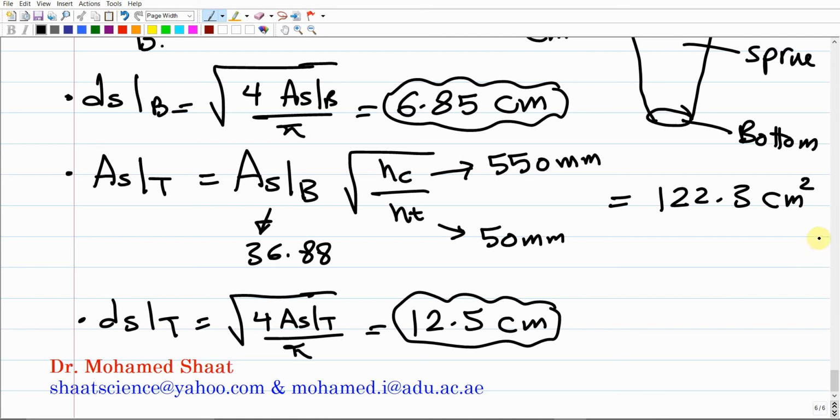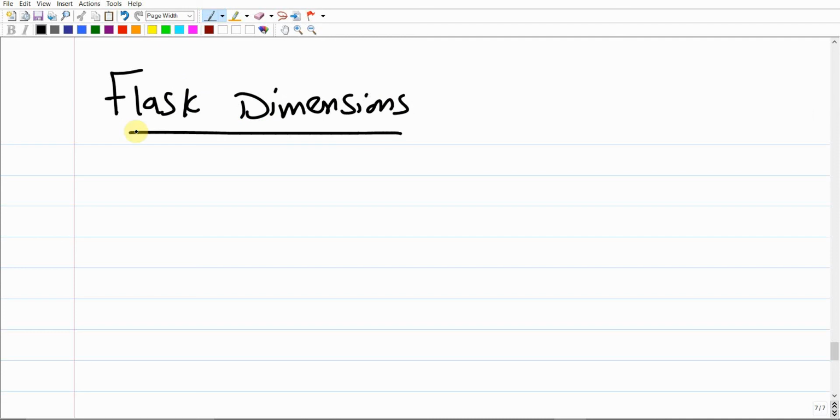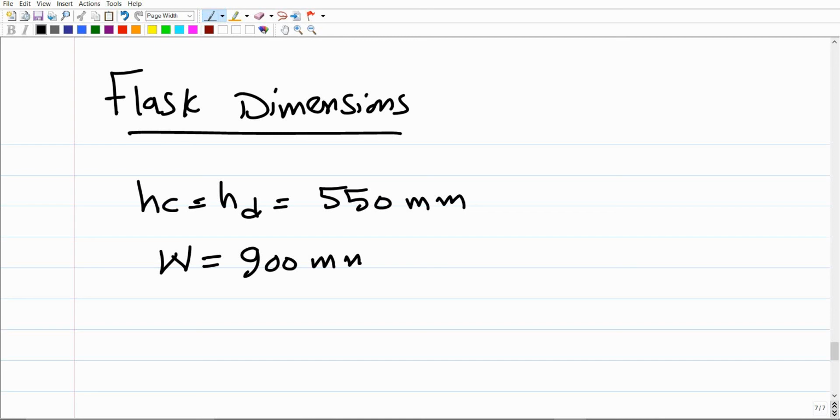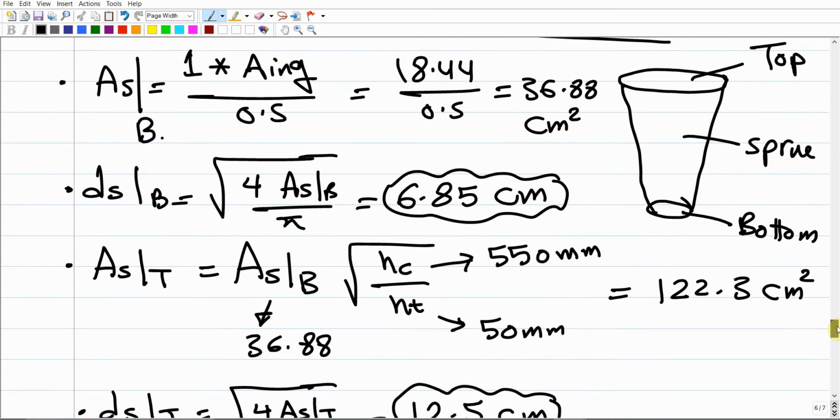Then, once we finish, the last step is to confirm the flask dimensions at the end. You have to mention what the flask dimensions are that should be used. We calculated the height of the cope equal to the height of the drag, equal to 550 millimeters. Also, we calculated the width as 900 millimeters. But how about the length? If we go up, it was 900 and something.